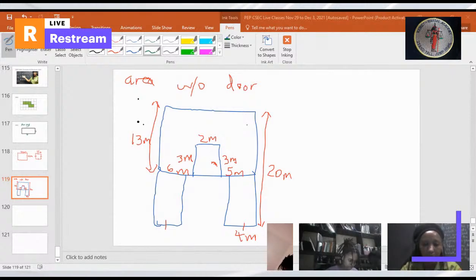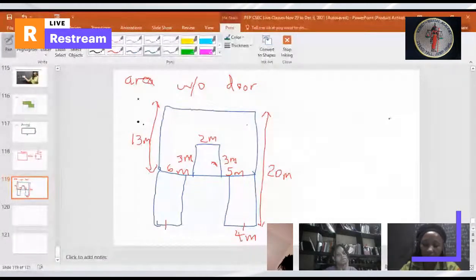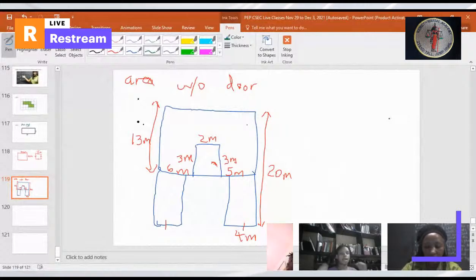Okay, miss. So I got 225 meters squared for the complete house. Did you get that? I know, I know. 225, since there are two legs. So I added the two legs. So what you did?